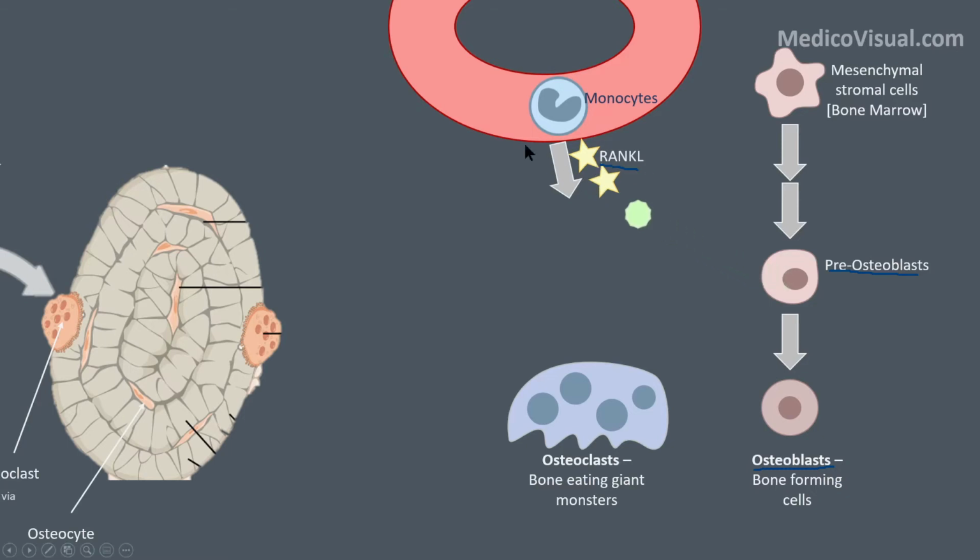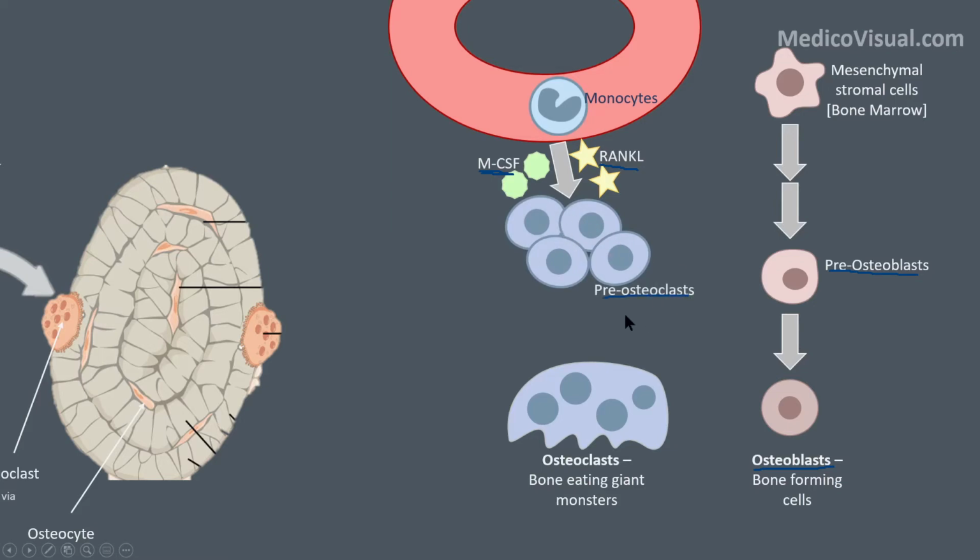And the other is MCSF, monocyte colony stimulating factor. Under the action of these chemical messengers, the monocytes first form pre-osteoclasts, and then these pre-osteoclasts fuse together and become more specialized, and ultimately form the osteoclast. Again, RANK ligand as well as MCSF is required during this process.